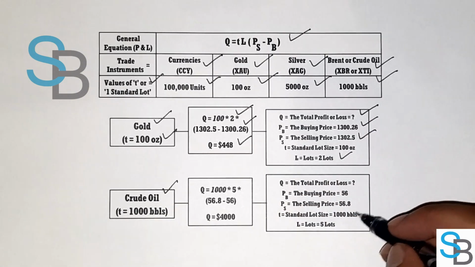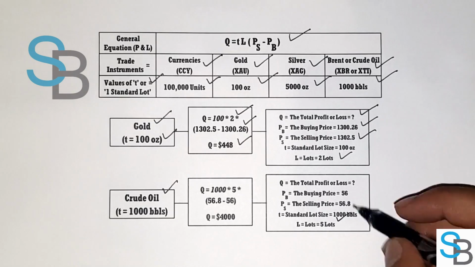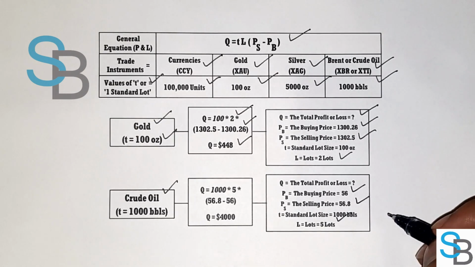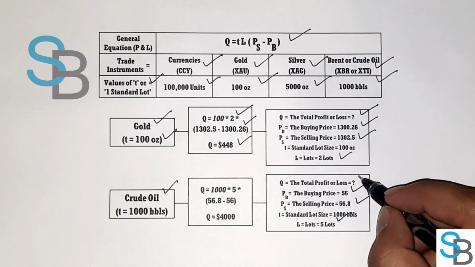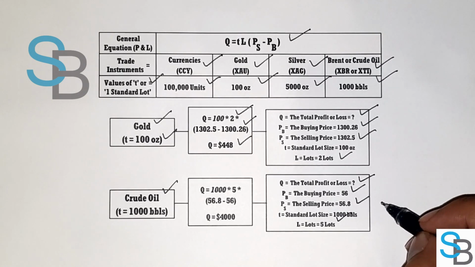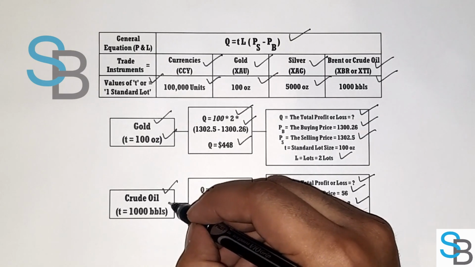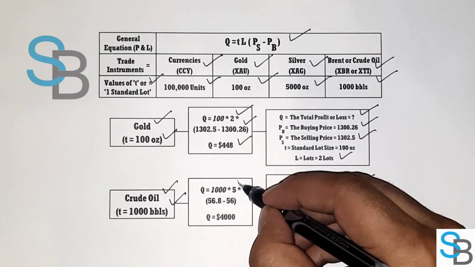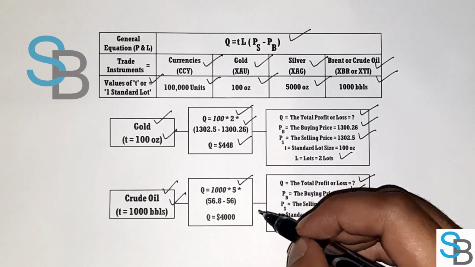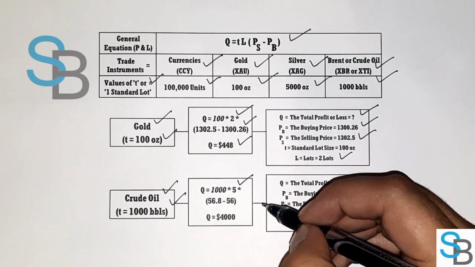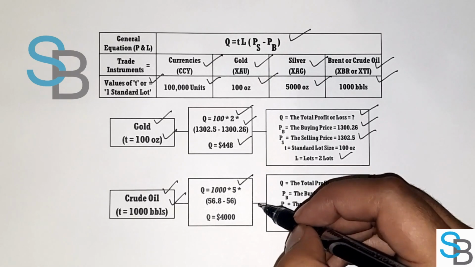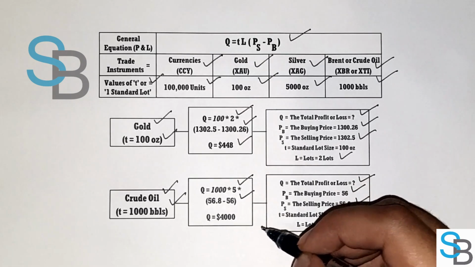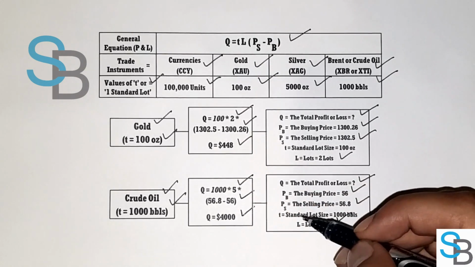Let's do another example of crude oil. Say we bought 5 lots of crude oil at 56 and sold it at 56.8, and we want to calculate the total profit or loss. We use the value of T, the standard lot, which is 1,000 barrels, multiply this by 5, the number of lots, all multiplied by the difference between the selling and buying price, 56.8 minus 56, and we get a total profit of $4,000.